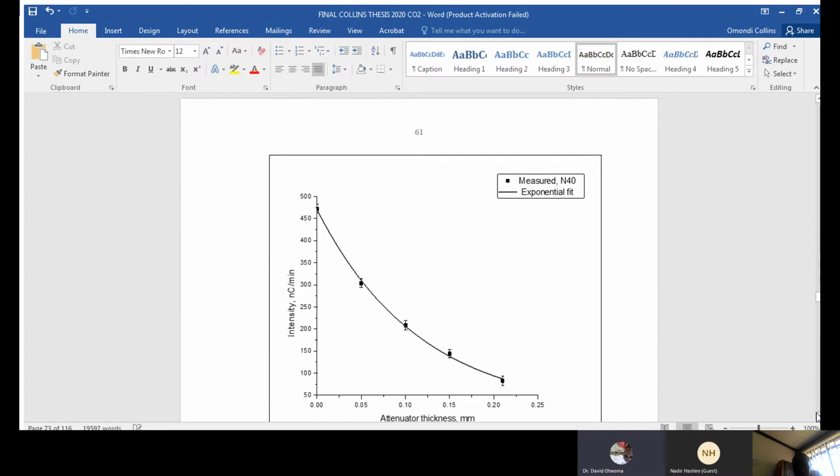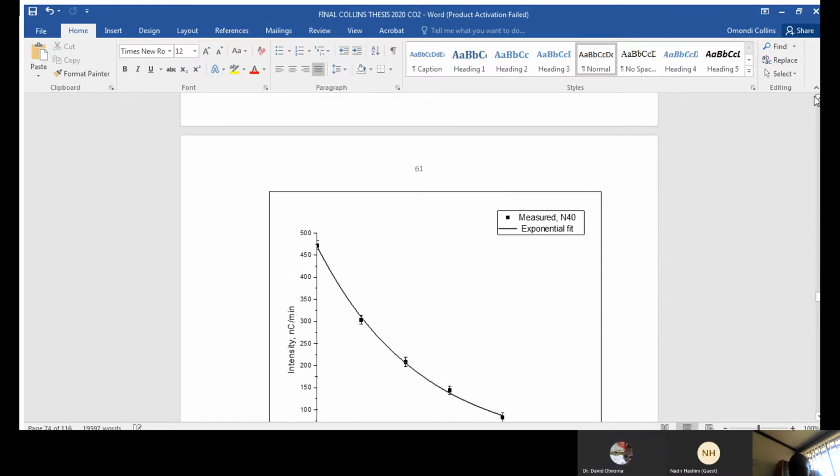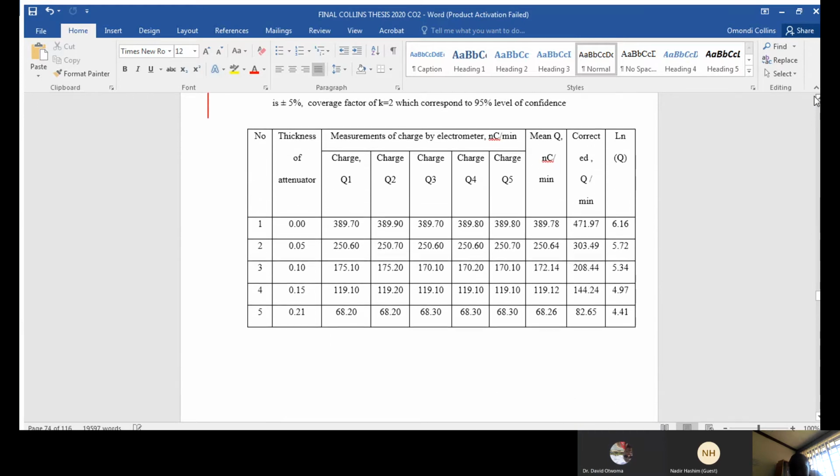Isn't it the last column, the one where you have Q? Here, this is the final results. Yes, so I'm asking about that last column, the one which has LN. Yes, I can use it for the value. I can use any of the two.